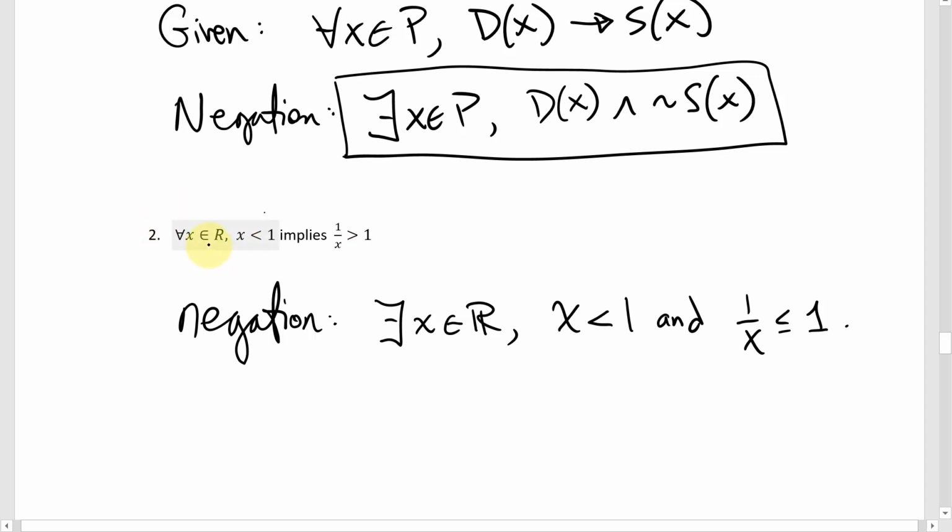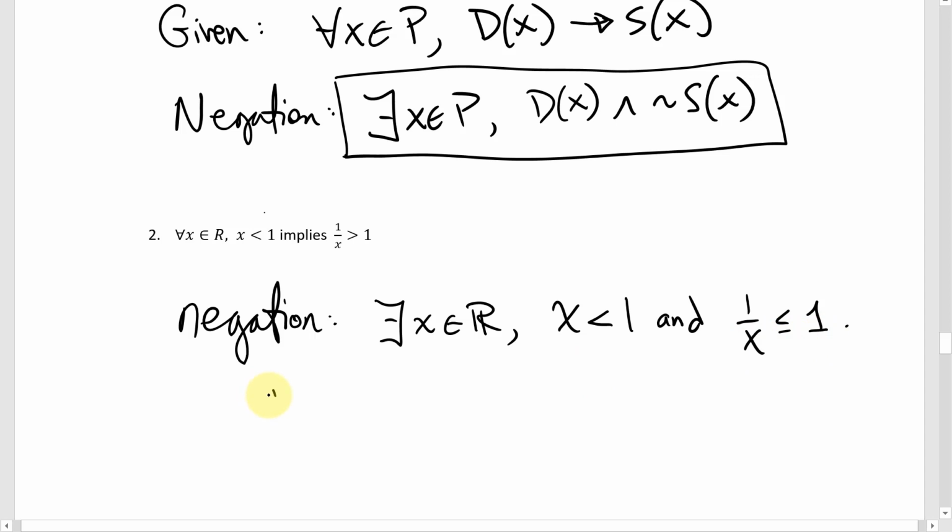The thing is that you could actually take a negative value. You could take something like -2, and -2 is less than 1. But if you put 1 over -2, that's -1/2. So this would actually be false. And so this is actually the statement that is true. There is an X value in the real numbers that is less than 1, but 1 over X is less than or equal to 1 also.